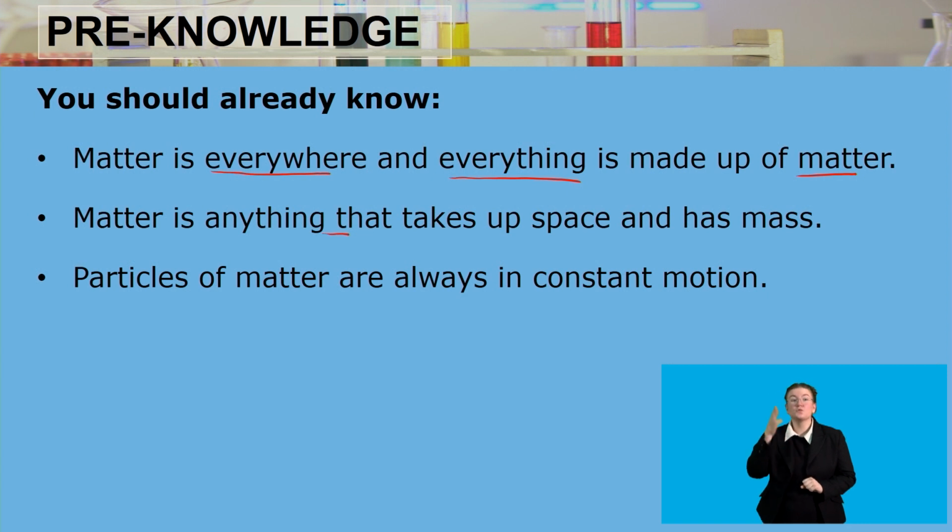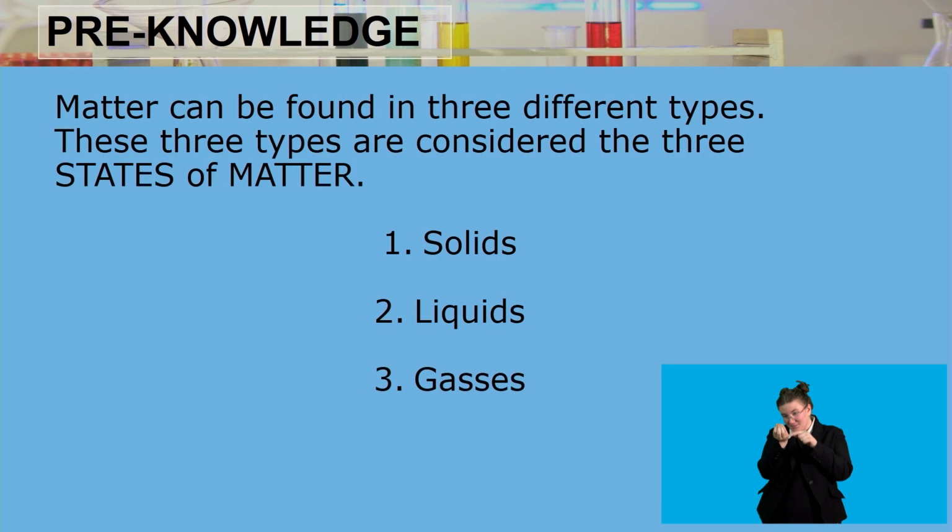We also need to know that the particles that make up matter are always in constant motion. So everything around us is made up of matter, everything that takes up space and has mass is matter, and the particles that make up matter are always in constant motion. We also know that matter can be found in three different types, which are considered the three states of matter. What are those states of matter? We have solids, liquids, and gases.